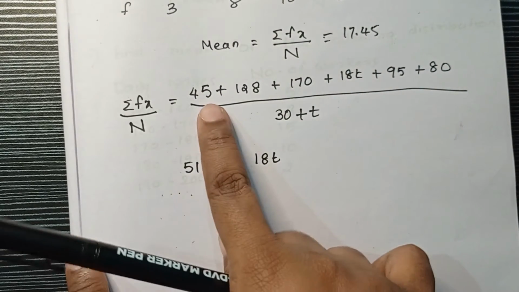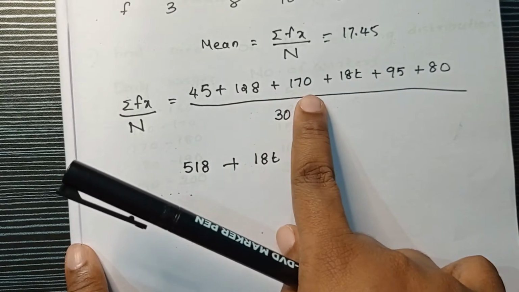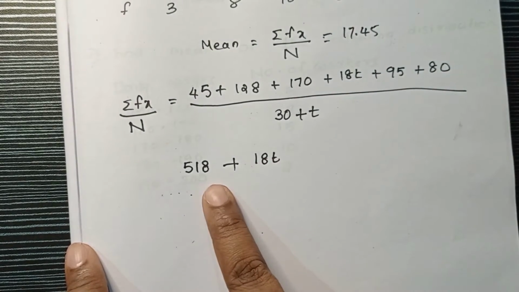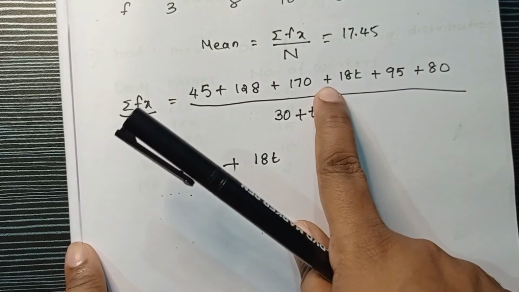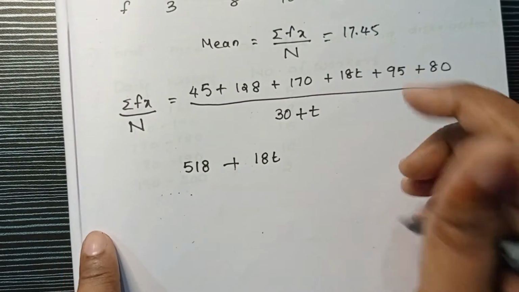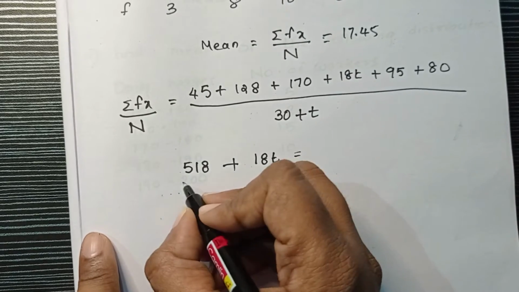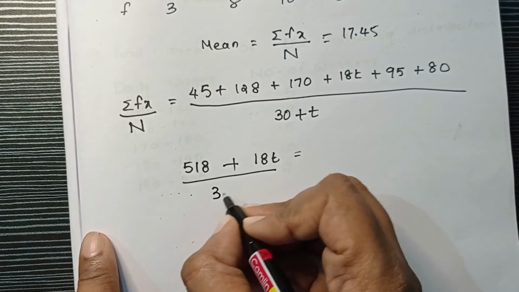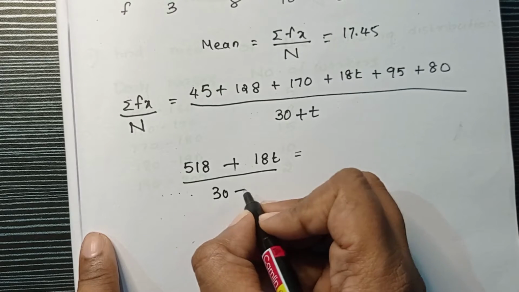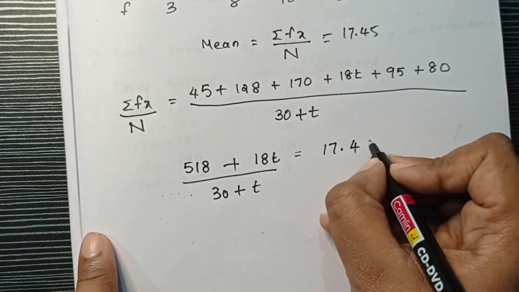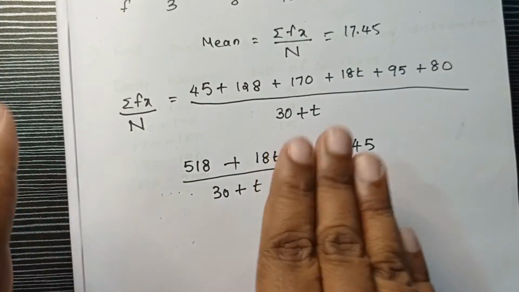I hope it is clear. That is 45 plus 128 plus 170 plus 95 plus 80. Okay, that is 518 plus 18t. Now that is equal to, divided by this 30 plus t, we also have to write here, equal to 17.45.